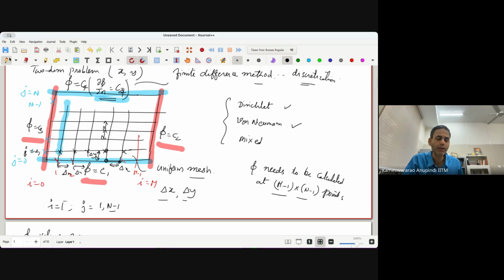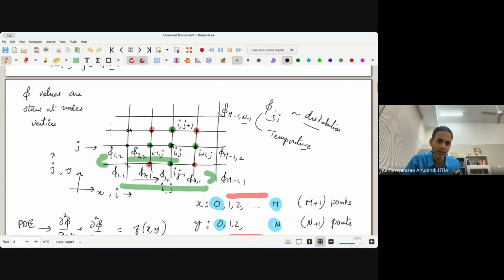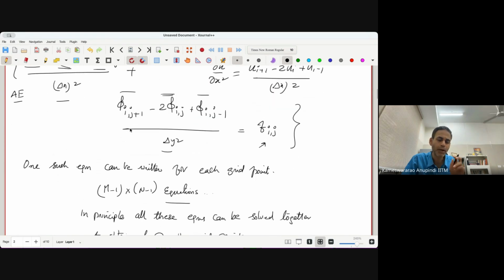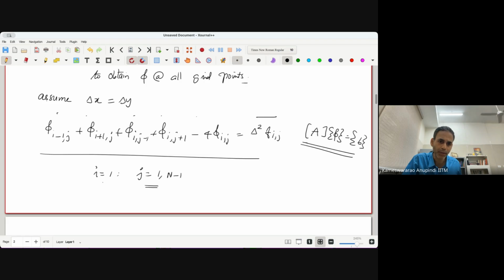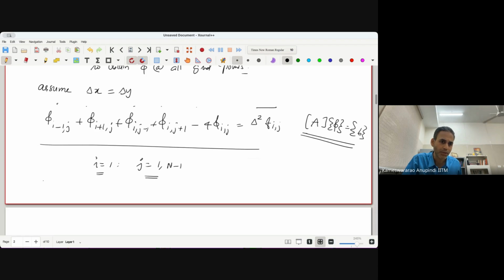So I am on a line that is parallel to the y-axis, but it is offset from the y-axis by delta x distance. I'm on that line, and I want to write this discrete equation for all the points on that line. That means I want to write it for i equals 1 and j going from 1 to n minus 1. So for all j I want to write it, but only for i equals 1. How does this equation get modified?